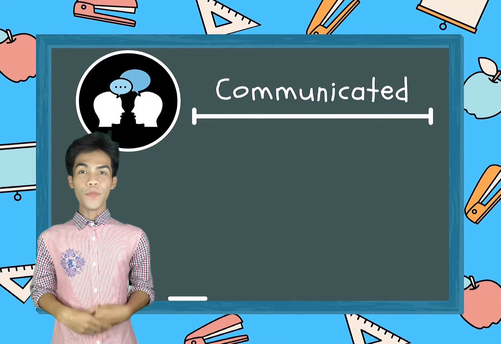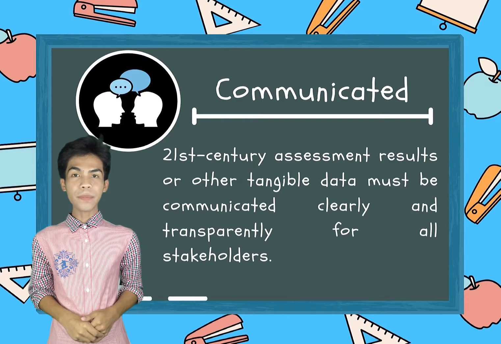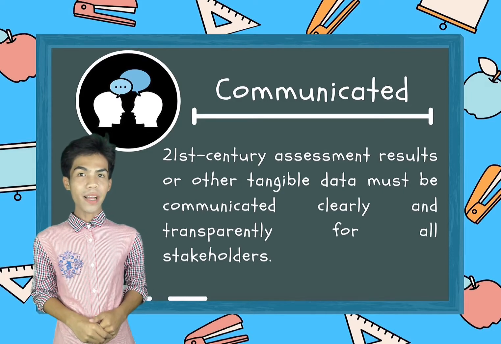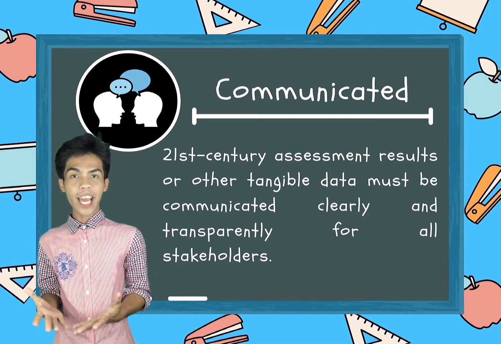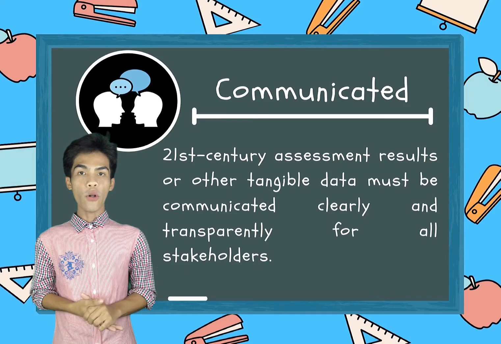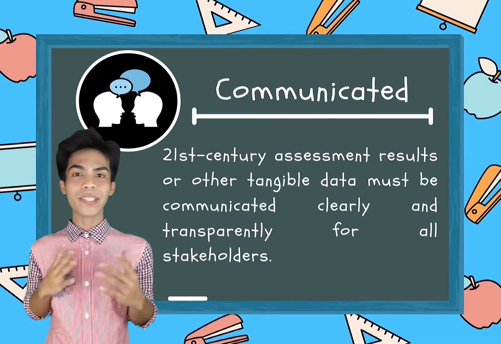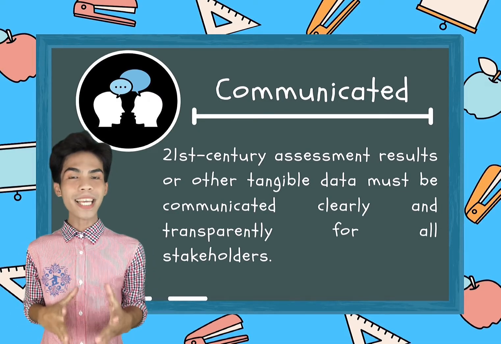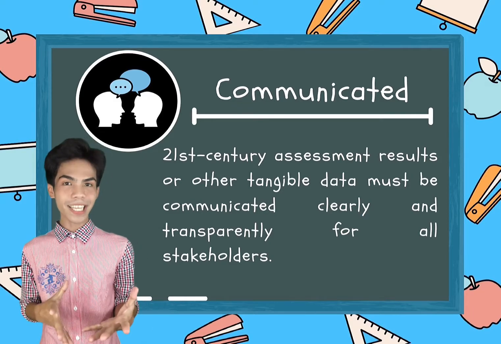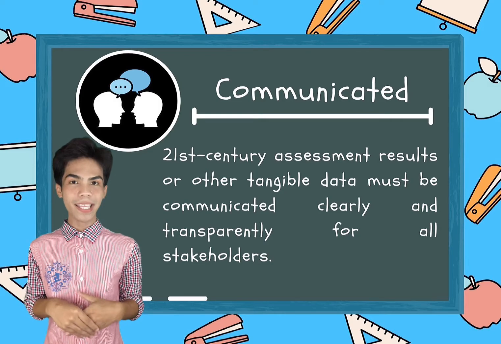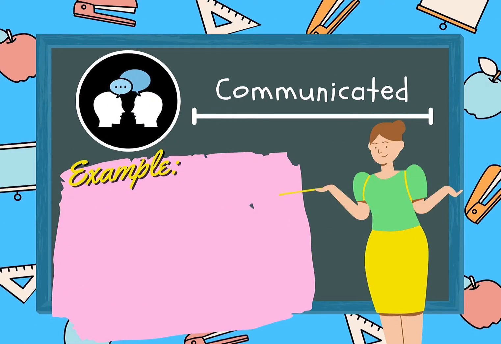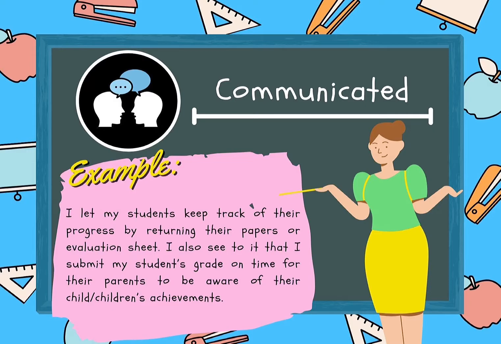Number 6, communicated. 21st century assessment results and other tangible data must be communicated clearly and transparently to all stakeholders. This only means that the result of the assessment should never be hidden, rather be conveyed clearly to all elements composing the institution. Example: as a teacher, I let my students keep track of their progress by returning their papers or evaluation sheet. I also see to it that I submit my students' grade on time for their parents to be aware of their child's achievements.